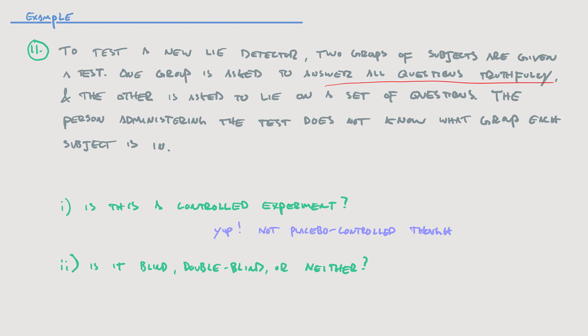The second question is a little bit tricky because it's asking, is it blind, double-blind, or neither? I would argue that it's actually not blind because I would say that the participants will know which group they're in. They're either telling the truth, they're even told, right? You're telling the truth, or no, I want you to lie on some of this stuff. So they could discern which group that they're in. But it does explicitly say that the person administering the test doesn't know which group each subject is in. So it's like the administrator is blind, but the participant is not. Well, we don't have a definition for either of those things, so I would say it's not blind, and it's therefore also not double-blind. So I said that this one was neither.